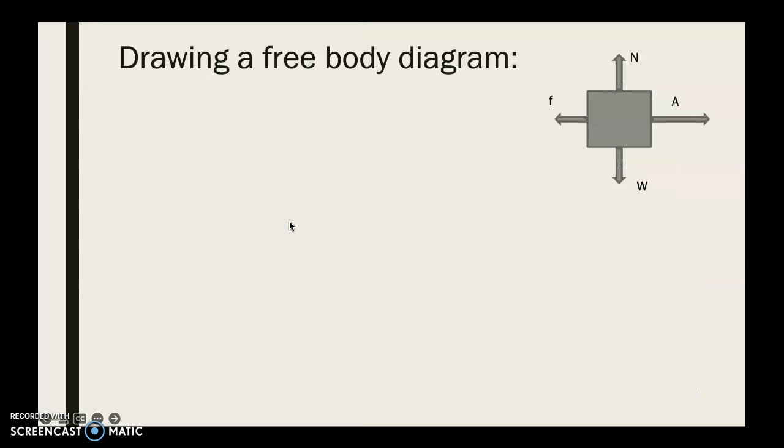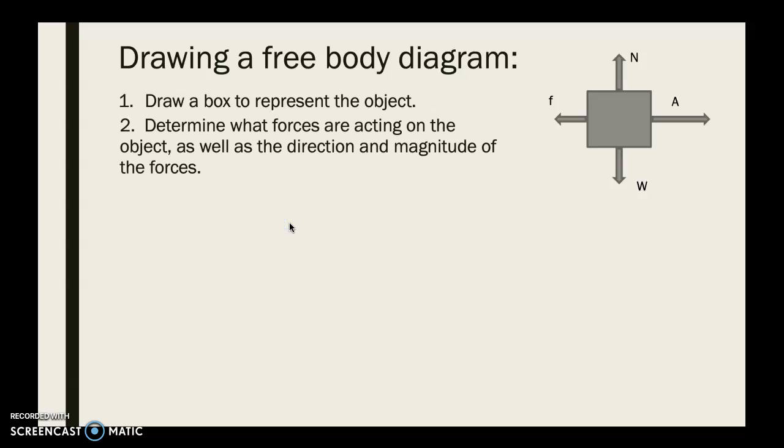So let's get into drawing some of these free body diagrams and how we go about it. The first thing you do is you draw a box to represent the object. Then you determine what forces are going to be acting on the object, as well as the direction of those forces and the overall general magnitude. We'll get into using actual numbers when we get into analyzing free body diagrams. For now, we're just putting them in relation to one another.